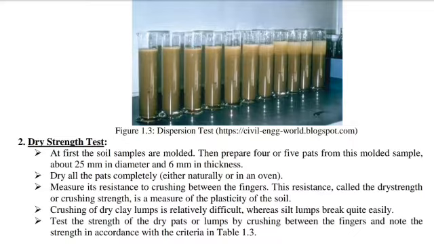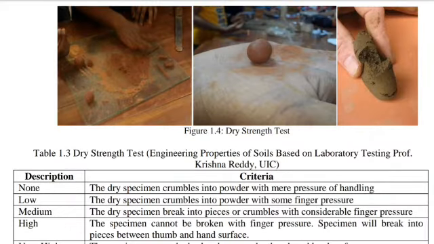Crushing of dry clay lumps is relatively difficult, whereas silt lumps break quite easily. Test the strength of the dry pads or lumps by crushing between the fingers and note the strength in accordance with the criteria in Table 1.3. Table 1.3 shows you dry strength test, engineering properties of soils based on laboratory testing.